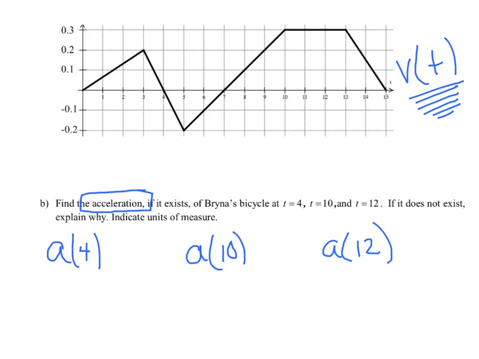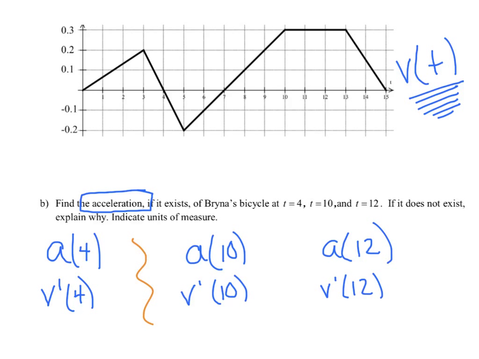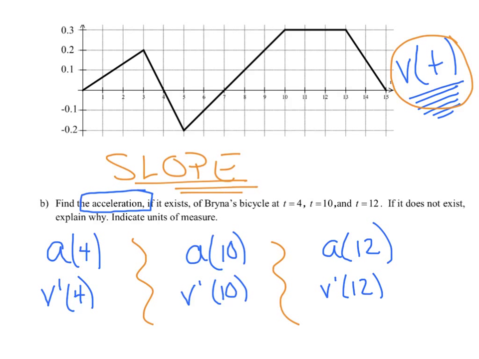Another way to say a of 4 is to say the derivative of velocity: v prime of 4, v prime of 10, or v prime of 12. Those clearly mean the same thing. So again, I have velocity, I want acceleration, so I'm going to look at the slope. Hopefully that's what's running through your head on this problem.